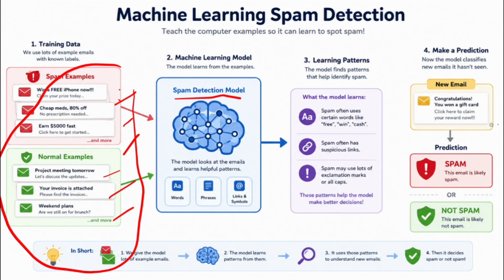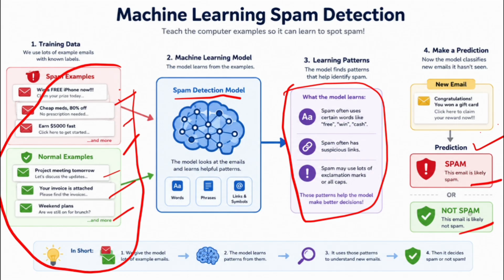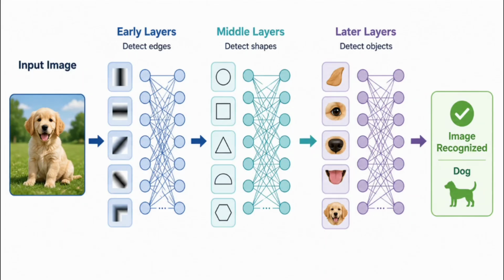Now a new email arrives, and the model can combine the new email with the patterns it learned during training. It then makes a prediction. The email may be classified as spam or not spam. The basic idea is simple. We provide examples, the system learns patterns, and based on those patterns it makes predictions about the new data that is arriving.